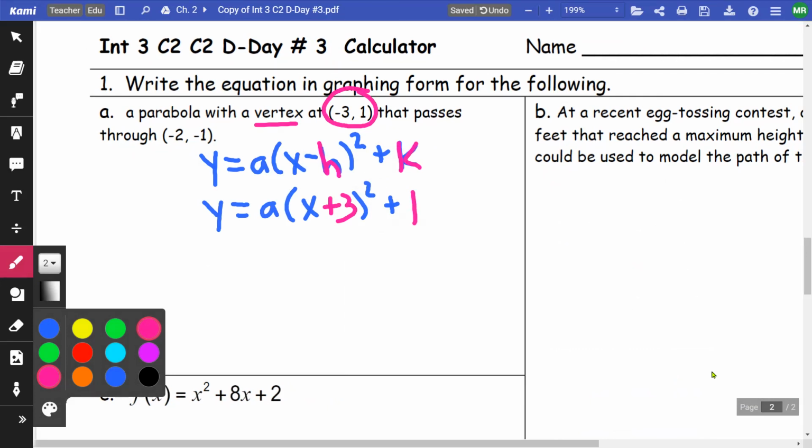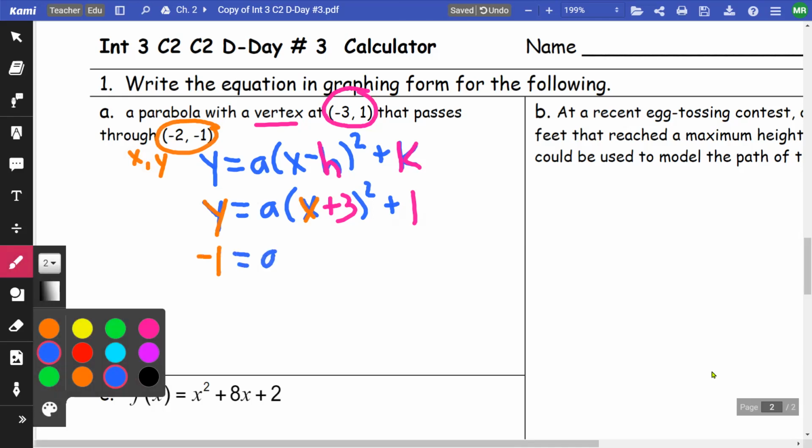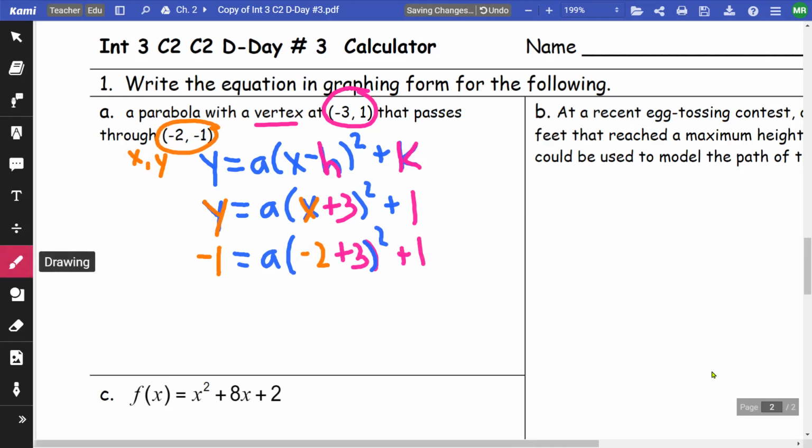Now, to find my a, I need to use the point that they gave us. And that's going to go in for my x and my y. So I'm going to have negative 1 is equal to a times (negative 2 plus 3) squared plus 1. And now I'm going to work this out to find my a.